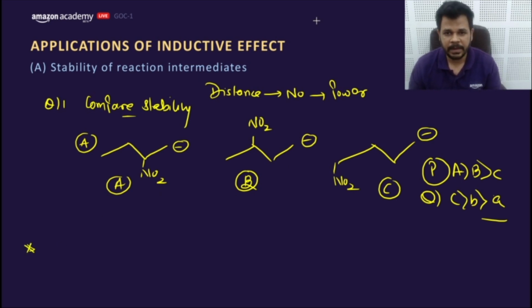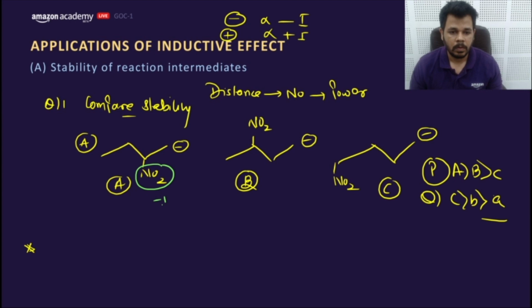Firstly, you need to understand that negative charge is stabilized by negative, that is, minus I. Positive charge is stabilized by positive, that means plus I. So this negative charge gets stabilized by minus I of NO2, which is very close, and it is getting far and far away. Now, as per this question, this withdraws more compared to this, as inductive is a distance dependent effect.